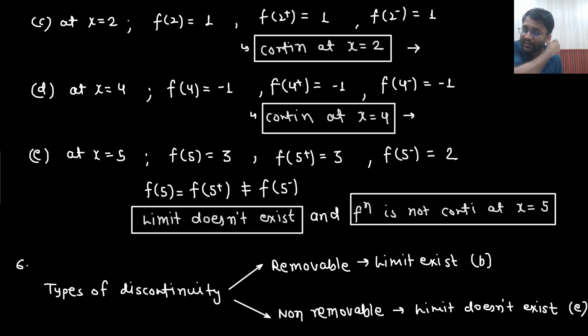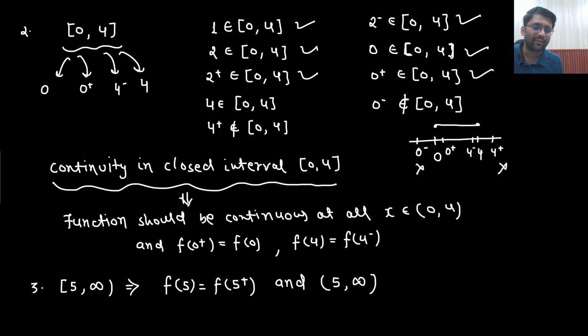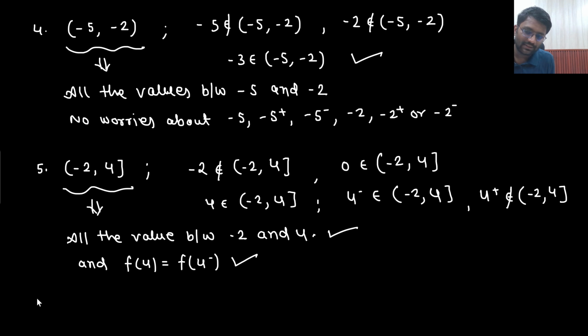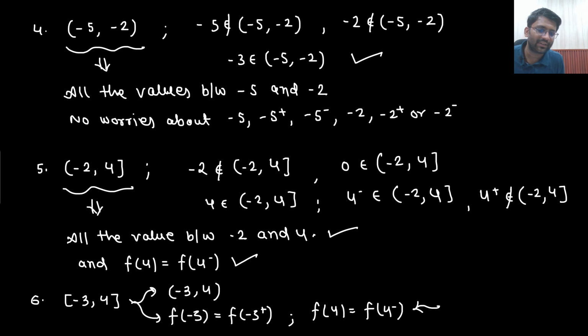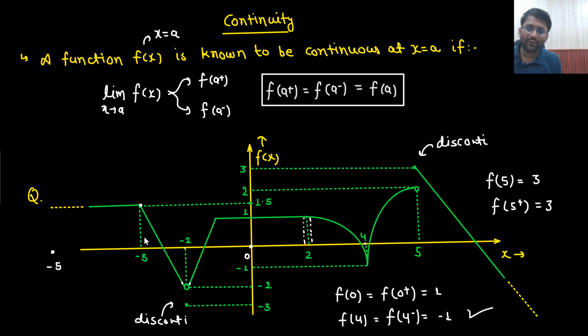Basically, when I am talking about between -3 to 4, someone will say that I need to care about all the values between -3 and 4. Along with that, I need to care about one thing, that f of -3 should be equal to f of -3 plus, and f of 4 should be equal to f of 4 minus. This is what I need to care about. People will care about this thing only: f of -3 equals f of -3 plus, that is equal to 1.5.